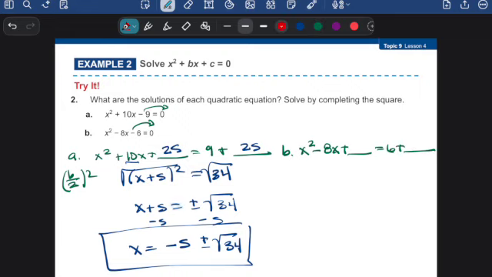And now I do my b over 2 squared. So b is negative 8. Negative 8 divided by 2 is negative 4. Negative 4 squared is positive 16. So that's the constant that makes it a perfect square trinomial. I add that to both sides.